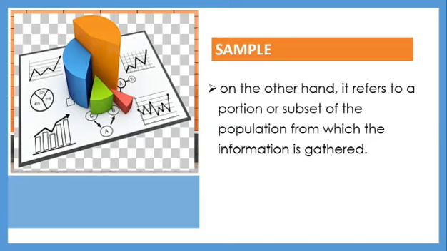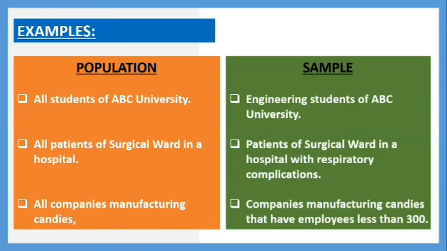Now, in order for us to better understand the differences, let us have some examples. First example of population: all students of ABC University. Okay, so you're making use of the word all. That's population. So how do we make this example a sample example? To make this a sample example: engineering students of ABC University. Because engineering students of ABC University are just representative samples of the totality of all students of ABC University.